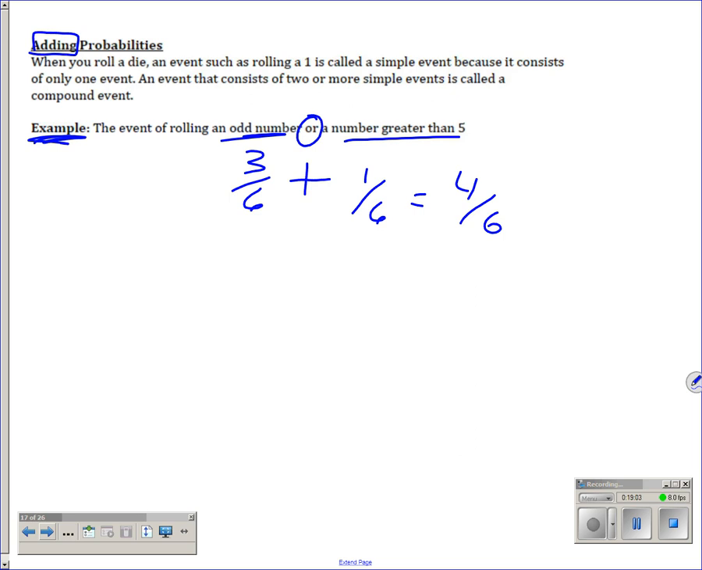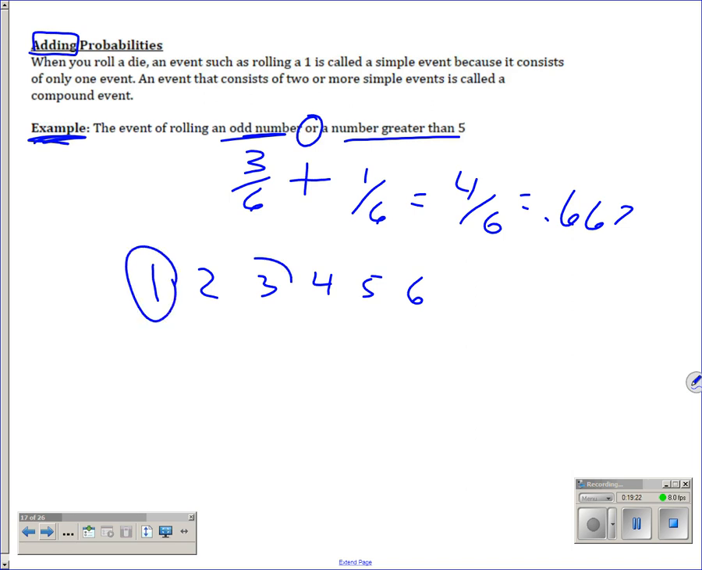Right? Which is like 0.667, sure. I mean, think about what it means to add. Because if I'm rolling the die once, my options are 1, 2, 3, 4, 5, and 6. It wants to know the probability of it being odd or greater than 5.